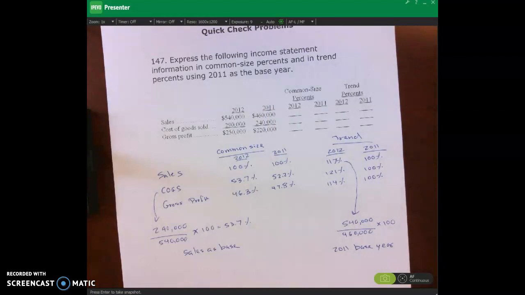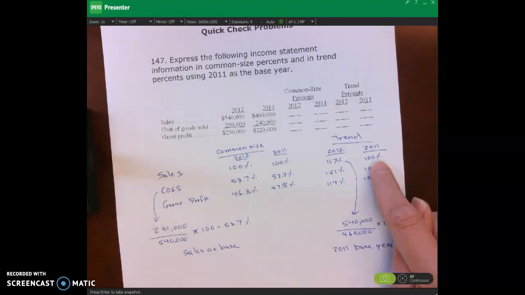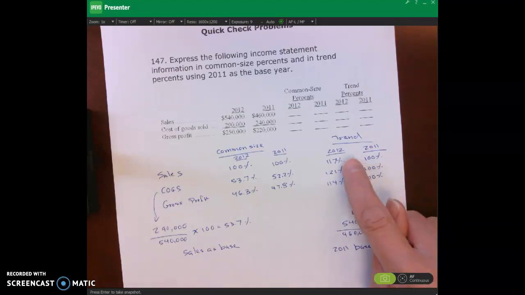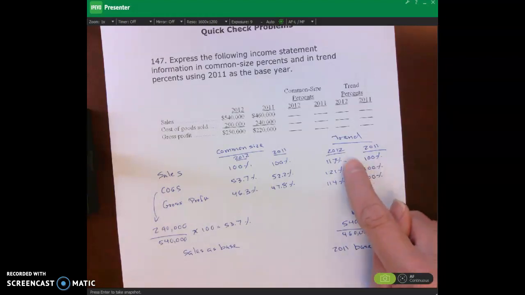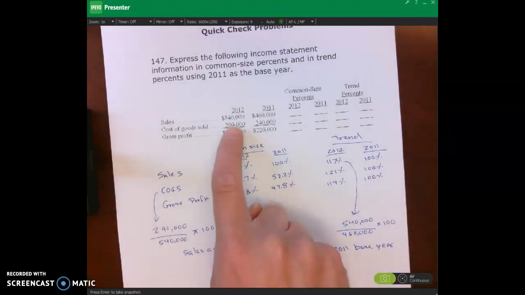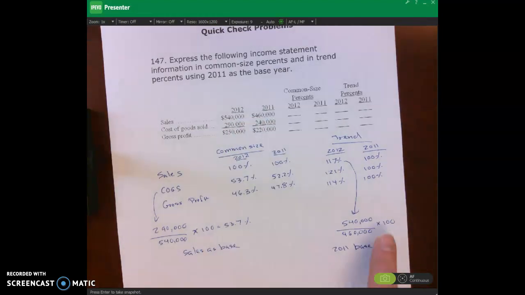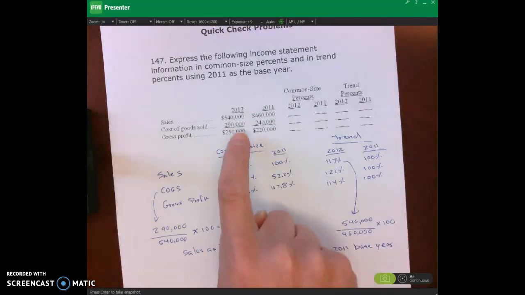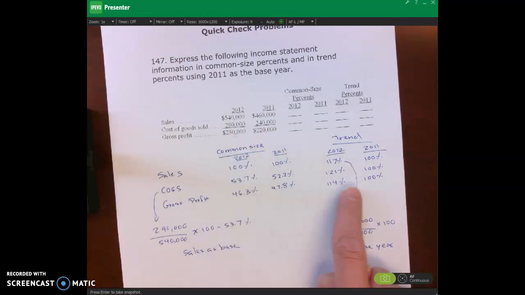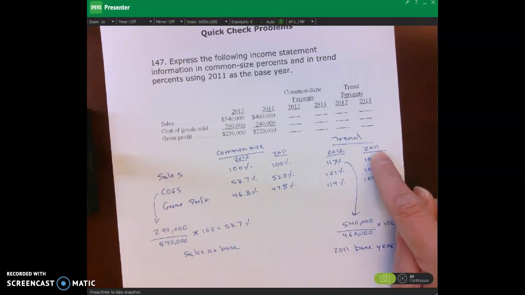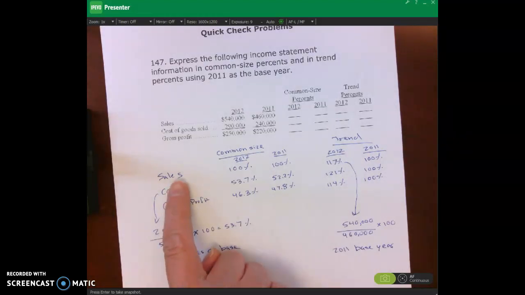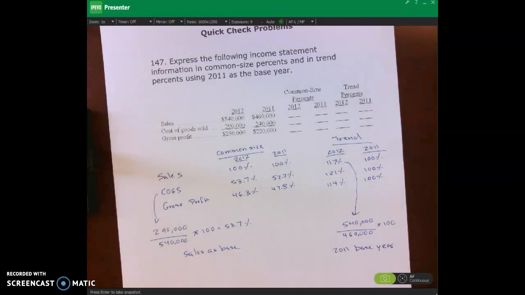Okay? Now with our trend percent, what we do is we have 2011 as the base year, so that's all 100%, and then we express 2012 as a percentage of 2011. So for example, to get my sales of 117 right there, I took my 540 divided by my 460 times 100, that gave me 117. For my 121, it's 290 divided by 240, and then here 250 divided by 220, and that's how I got that number of 114. Okay, so with the trend percent, 2011 is the base year. With our common size income statement, sales is the base, but remember, if you're doing a common size balance sheet, total assets would be your base.